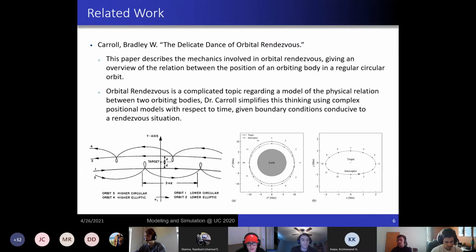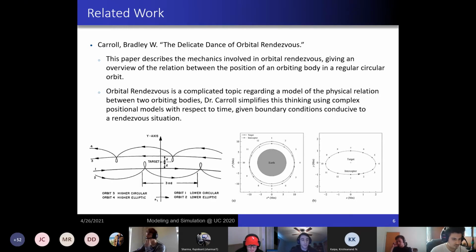So for the related work, we basically use a lot of mechanics from a paper published by Bradley Carroll entitled The Delicate Dance of Orbital Rendezvous, where he basically overviews the relationship between the position of the chaser versus the target in orbit, in the target's frame around its circular orbit. This is a really complicated topic, so we also had to take some data from Buzz Aldrin's paper, Line of Sight Targeting for Orbital Rendezvous.